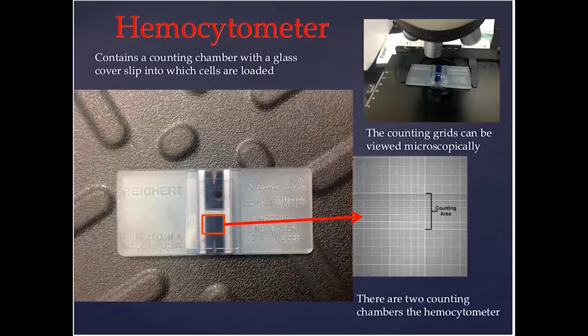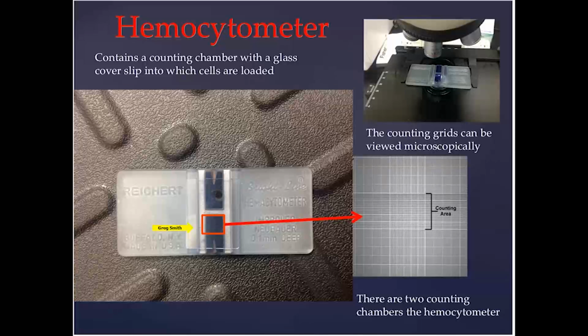So you see a picture here of a hemocytometer. The hemocytometer basically looks like a large microscope slide, and here's a picture in comparison where the hemocytometer has been loaded onto the stage of a microscope. The hemocytometer consists of actually two counting chambers. There's one here and there's another one here. These two counting chambers are covered up with a small glass slide. It's called a cover slip.